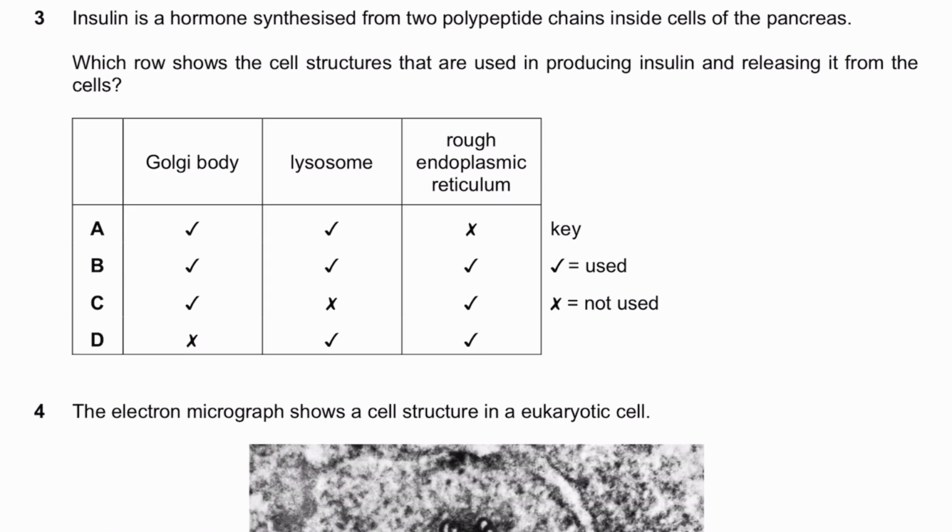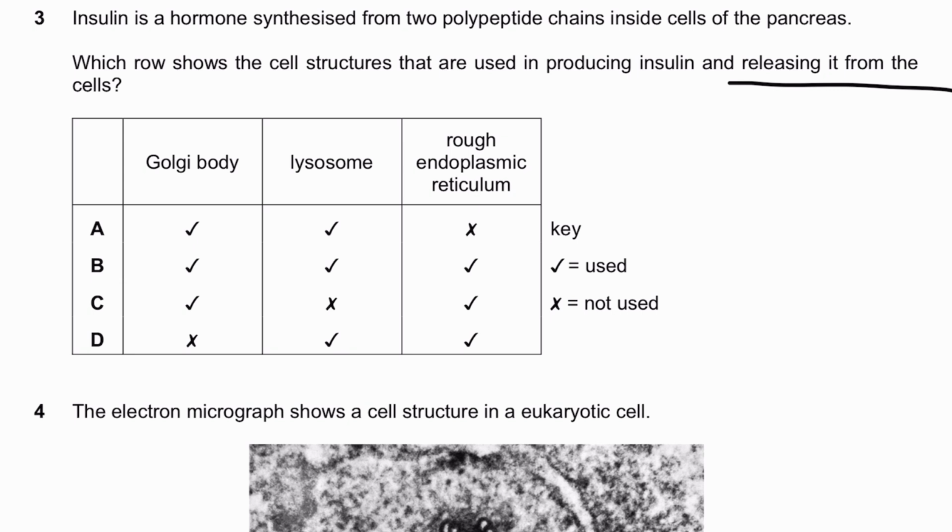3. Insulin is a hormone synthesized from 2 polypeptide chains inside cells of the pancreas. Which row shows the cell structures that are used in producing insulin and releasing it from the cell? Well, to produce insulin, we need ribosomes, we need the endoplasmic reticulum, we need the Golgi apparatus, we need... do we need lysosomes? We obviously do not need lysosomes. Do we need the Golgi body? Yes, of course we do.